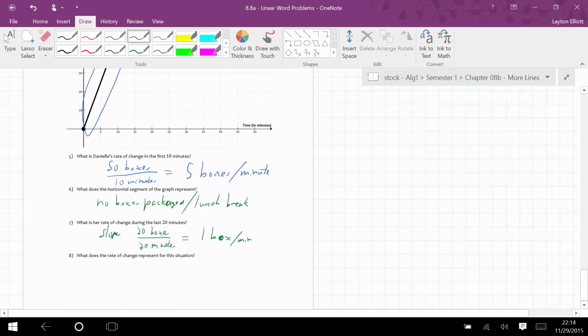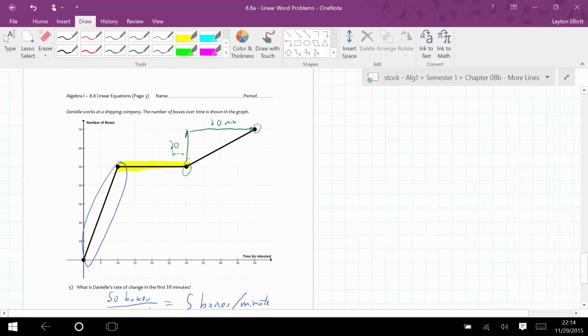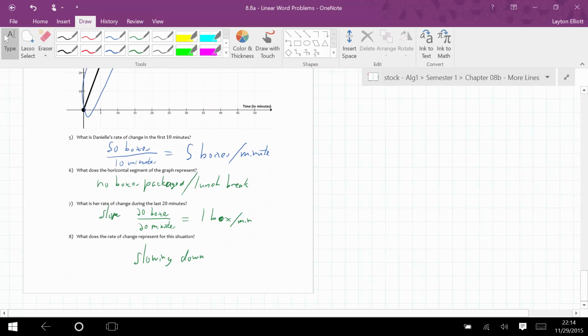So what is her rate of change last? And it says, what does that rate of change represent for this situation? That would just be slowing down somehow. It was slower than the start was. So maybe that's the end of the day, or I don't know, it's a 15-minute day, so that makes sense. Okay, that's it.